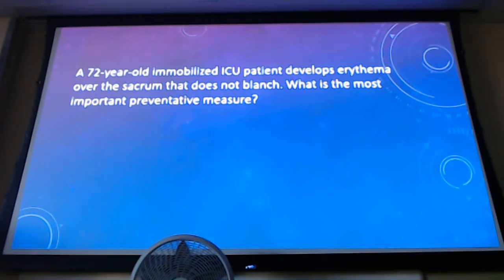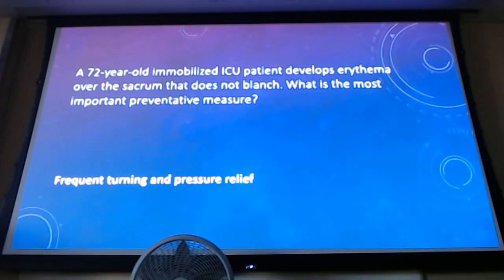Alright. 72-year-old immobilized ICU patient develops erythema over the sacrum that does not blanch. What is the most appropriate preventative measure? First of all, what is she developing? Pressure ulcers, decubitus ulcers. Okay, what do we do to prevent it? Padding, rolling, okay, frequent turning and pressure release.